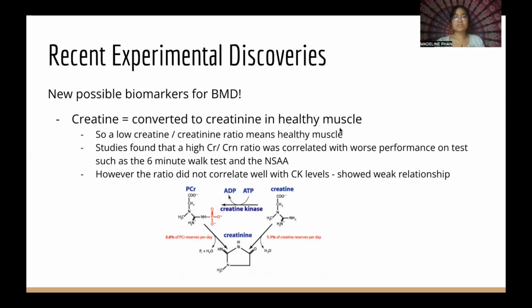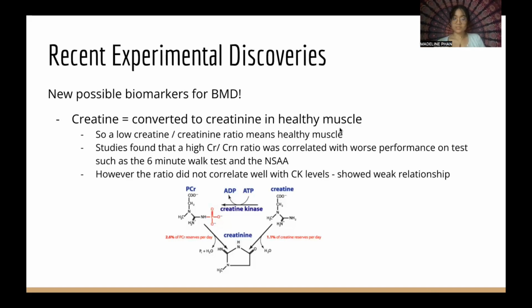Researchers have been experimenting with a new possible biomarker, and it is still in the same family, but it is an interesting approach. Creatine is a biochemical found in the liver, and also in foods that can be digested. The body takes creatine and converts it to creatinine in healthy muscle. So if you are looking for a biomarker for healthy muscle, you would expect to see a low creatine to high creatinine ratio.